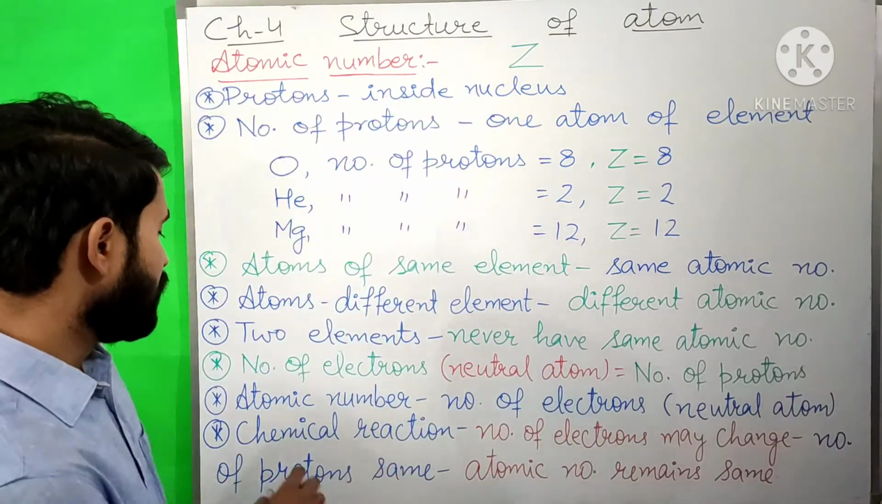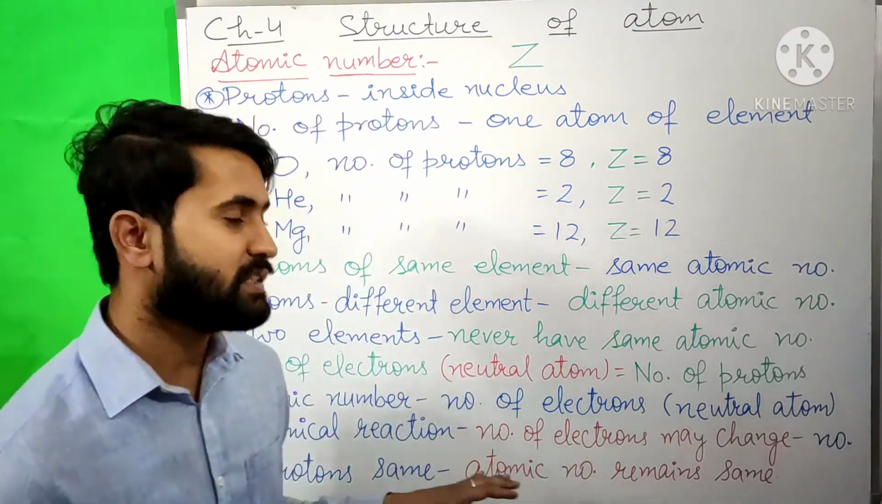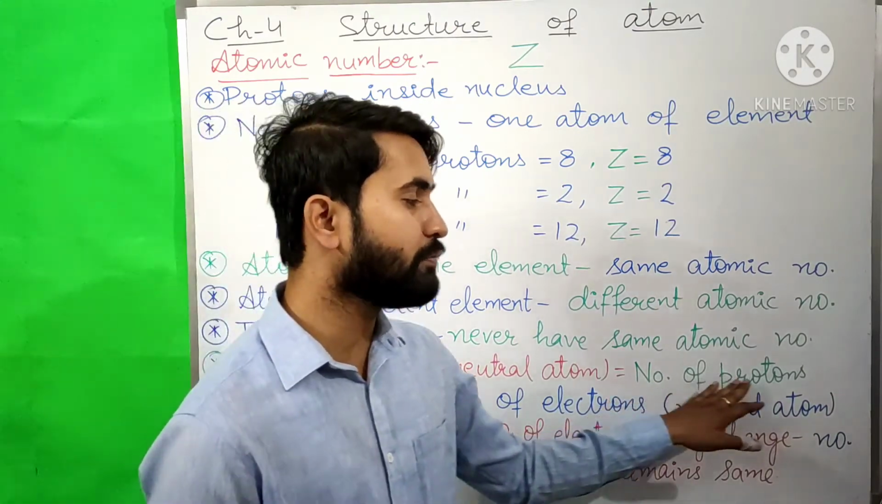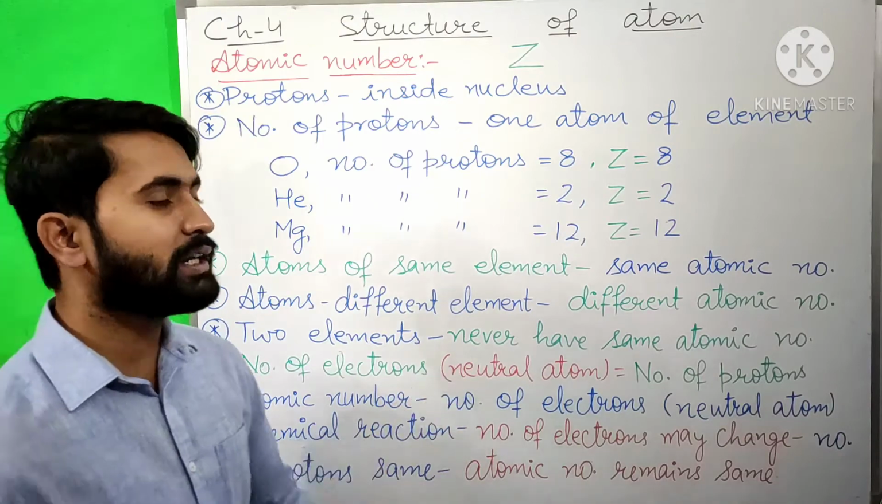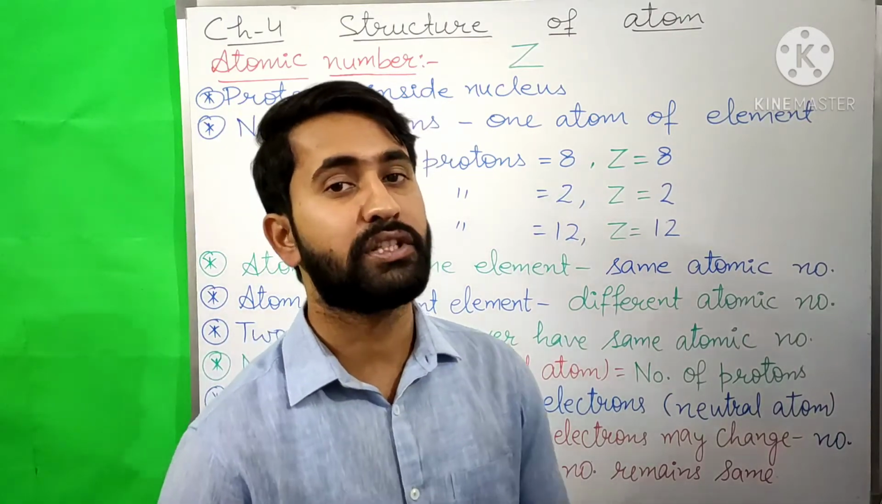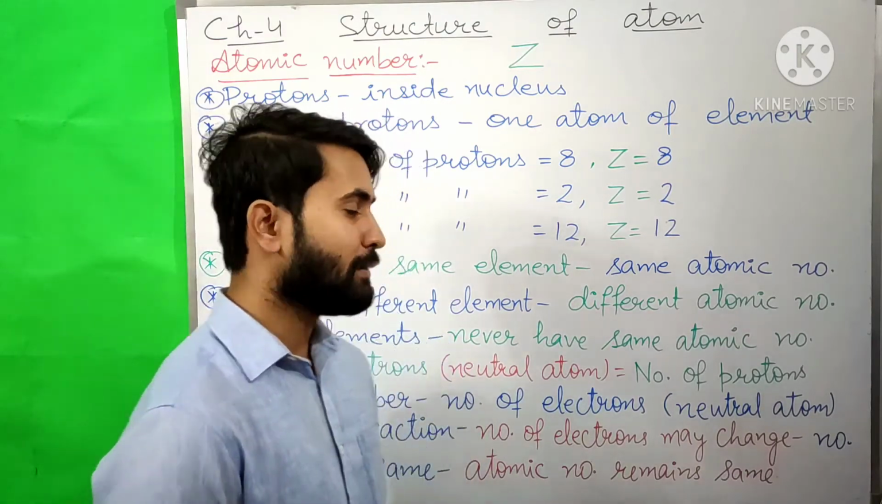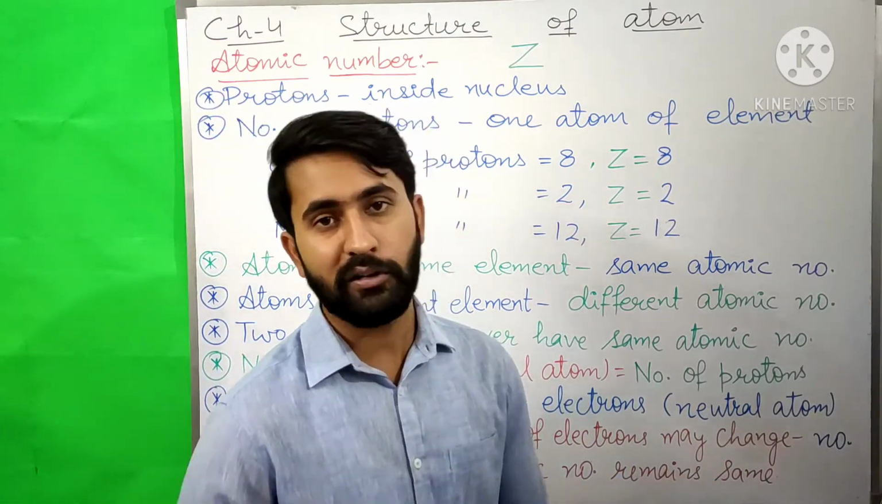The number of electrons in a neutral atom, or we can say a normal atom, is equal to the number of protons inside the atom. Normal or neutral atom means the atom which is not having any kind of charge on it. So the number of electrons in a neutral atom is equal to the number of protons.